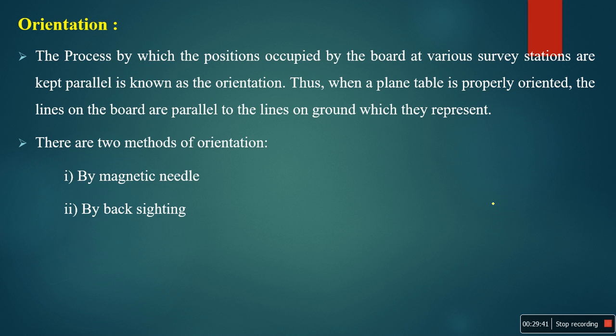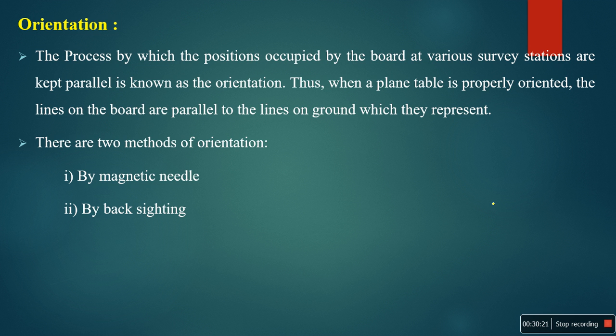Next one is orientation. This is the last part of the setup of the plane table instrument. The process by which the positions occupied by the board at various survey stations are kept parallel is known as orientation. It is the process in which the positions occupied by the board, meaning on the drawing sheet, with respect to various survey stations, are kept such that these lines are parallel to the field lines. This process is called orientation.